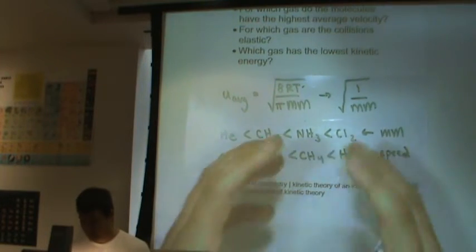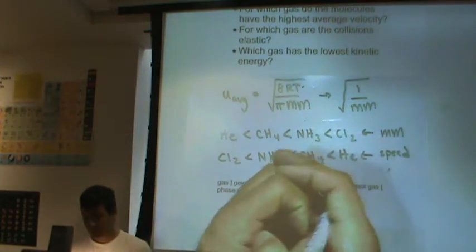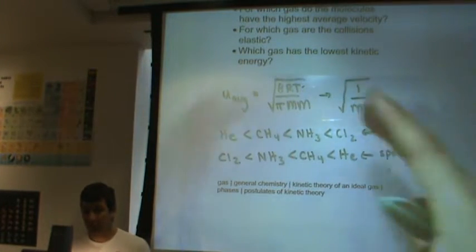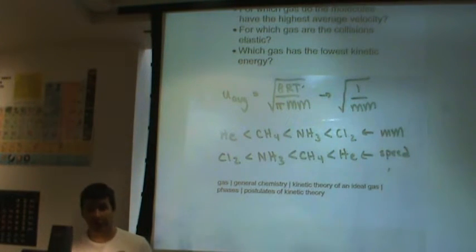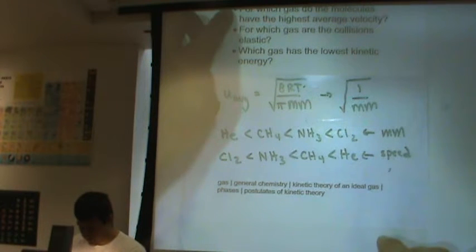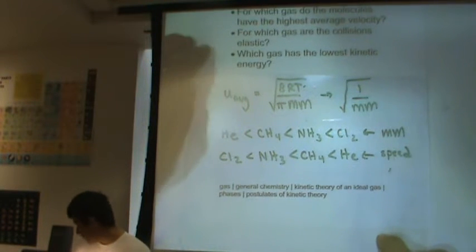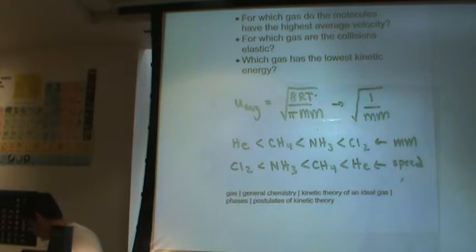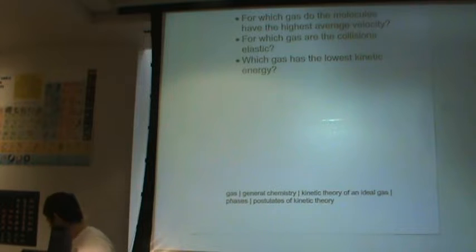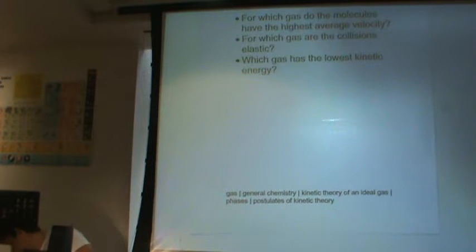The heavier something is, the slower it will travel through space. The lighter something is, the faster it will travel through space. Little skinny thing, go real quick. Big bulky thing, go nice and slow. That's really as complicated as it gets. So that was for this first one: for which do the molecules have the highest average velocity? I'm going to take this off and put a clean one so we can do the second one.